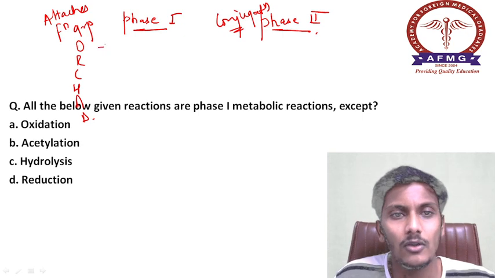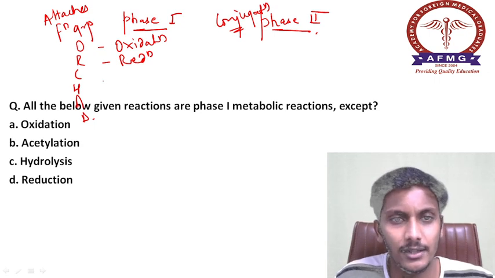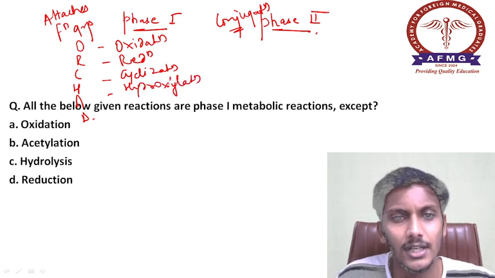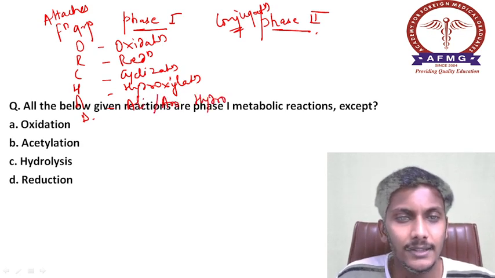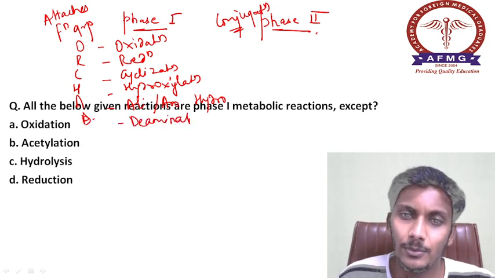Okay, and where O goes for oxidation, R goes for reduction, meaning redox reactions together, C goes for cyclization, H goes for hydroxylation, A goes for aliphatic or aromatic hydrolysis. And lastly, D goes for deamination, removal of the amine group.